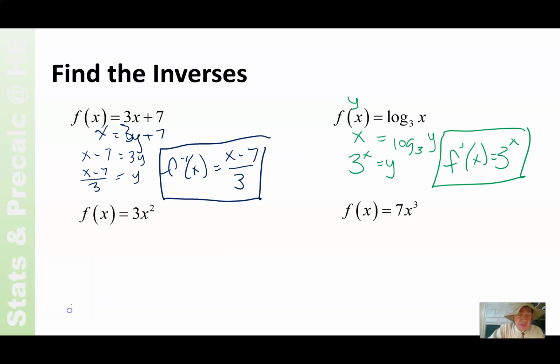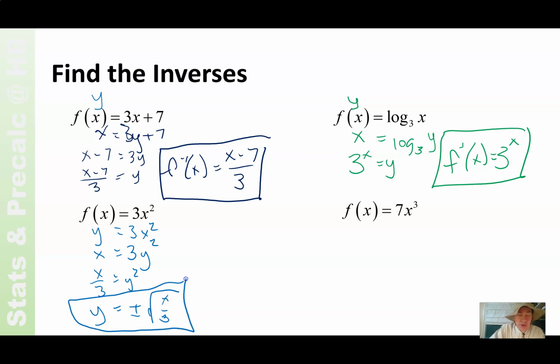Yes, the first step, which I sort of skipped on this one, is to say that this is y. So on this one, y equals 3x squared is the original, so x equals 3y squared is the inverse. X over 3 equals y squared. And when you take the square root, y is plus or minus the square root of x over 3, because x squared always has more than one answer. So not a function. The inverse is not a function in that case, which is what we saw from the graph.